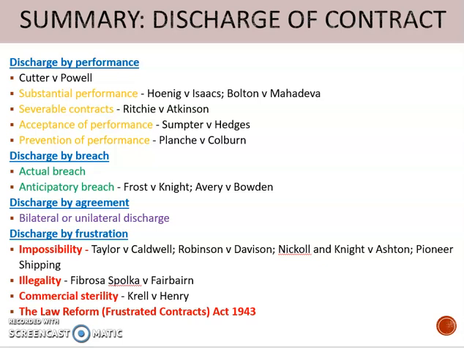So there are a number of ways that a contract can be discharged: discharge by performance, discharge by breach, discharge by agreement, and discharge by frustration. And because there's these four ways, that's what makes the topic quite large. There's a lot of cases to know here as well. To begin with, discharge by performance is what we all want. In an ideal world, a contract will come to an end. It'll be discharged through performance, where both parties have fully performed their contractual obligations. And that's what we want.